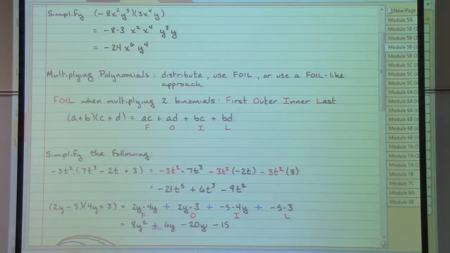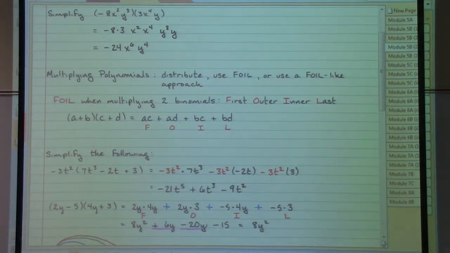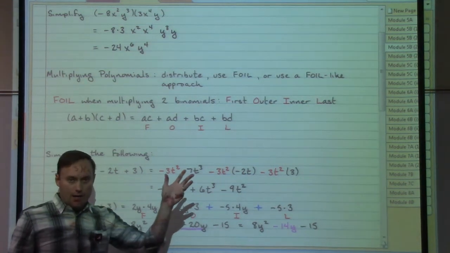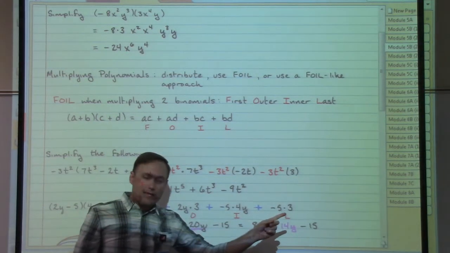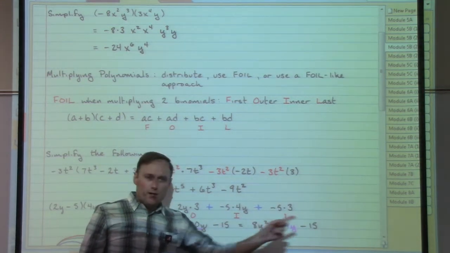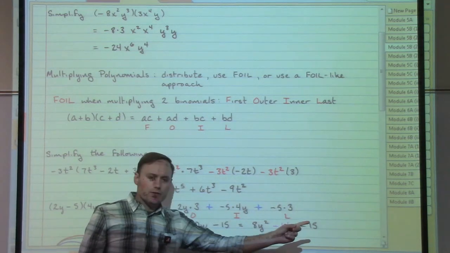So plus 6y and minus 20y would come together, and our final answer would start with 8y squared. Then in the middle, our like terms combine and give us a minus 14y. And then our constant at the end. So we've managed to shorten that answer down so that instead of 4 terms, F-O-I-L, we've actually put the O and the I parts together and gotten a trinomial as our answer.